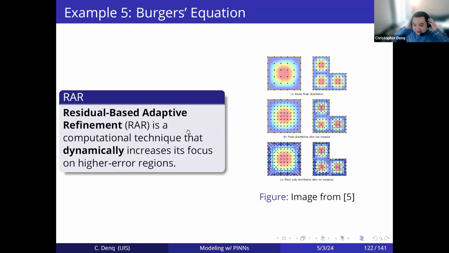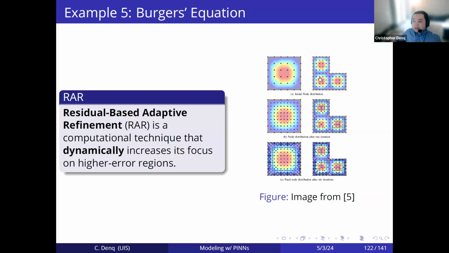So that begs the question, okay, what is RAR? So RAR is residual-based adaptive refinement. And what this does is it dynamically increases its focus on higher error regions. Okay, so this is just fancy talk for saying that the RAR technique gets a model to focus more or to pay more attention to or try to model the parts that are harder to approximate, right? So here is a visualization of RAR in action.